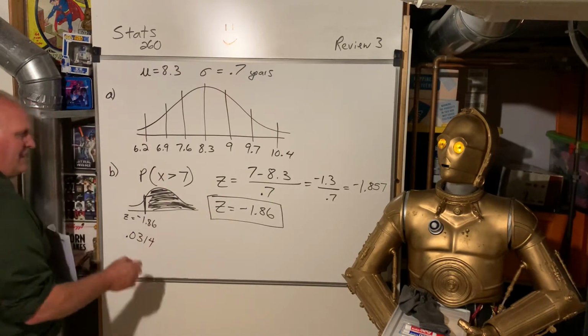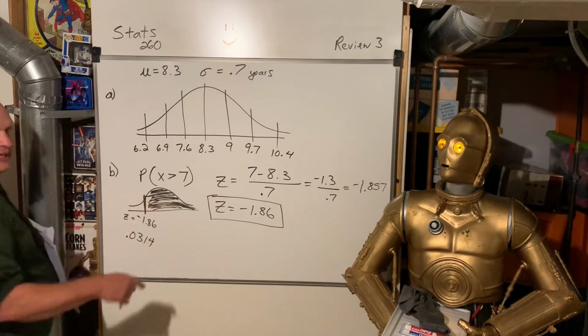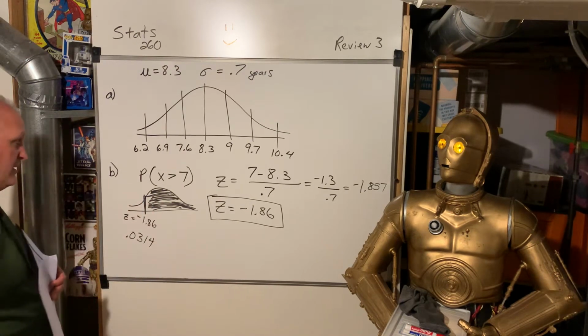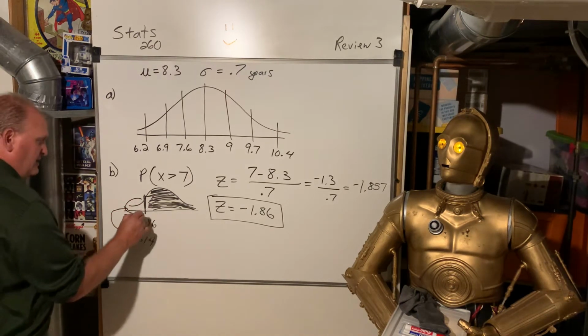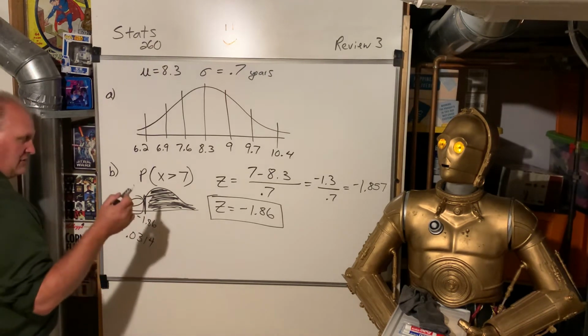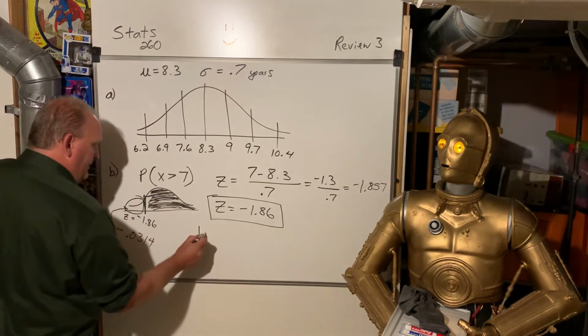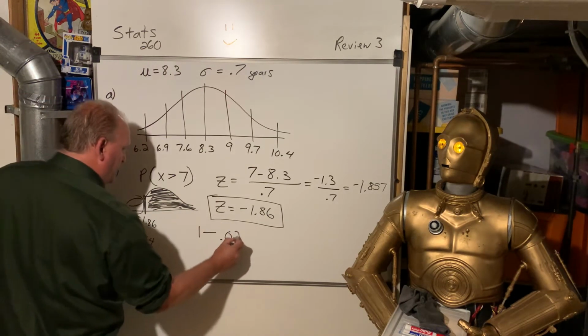0.0314, about 3%. But when I look at this, that doesn't look like 3%. That looks like way more than 3%. Well, that's because the 3% is this unshaded area right there. So to find our answer for this, we're going to do 1 minus 0.0314.